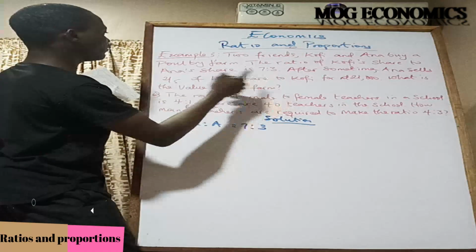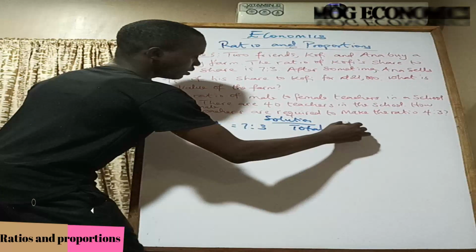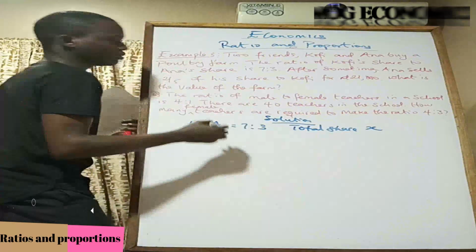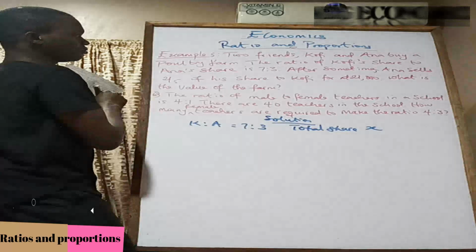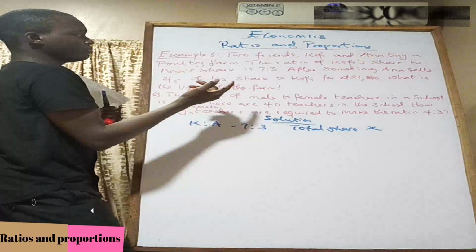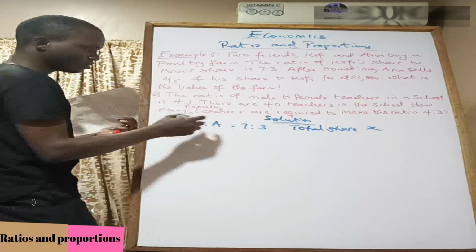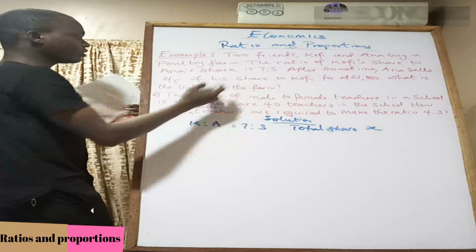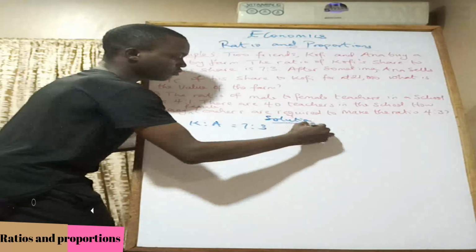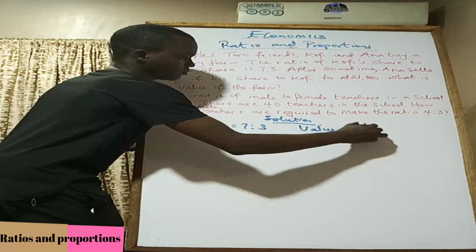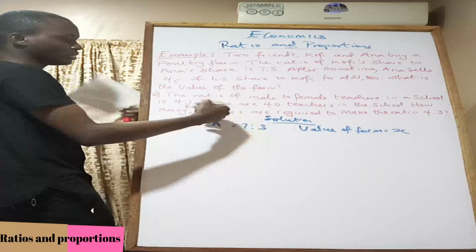So the value of the total share is X, as we don't know it. Then after some time, Hannah sells 2/5 of his own share to Kofi for 21,000. So let's start one by one. What is the value of the farm? Here, the value of the farm is what we don't know, it is X. So it is out of this X that we are now seeing 7:3.